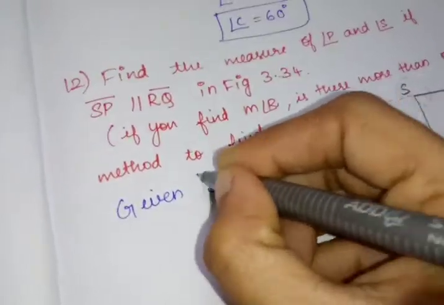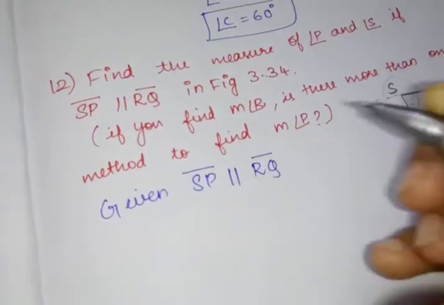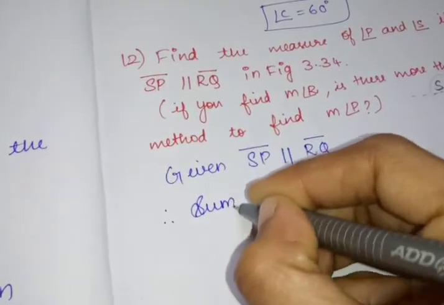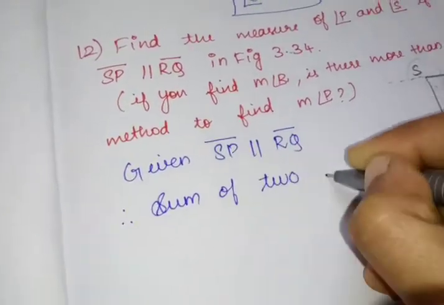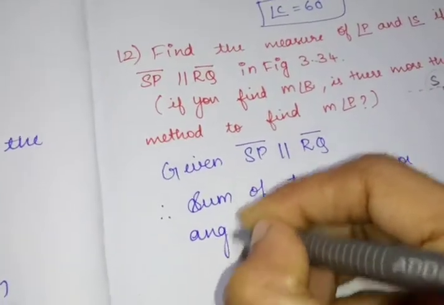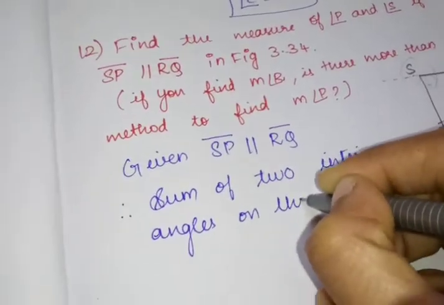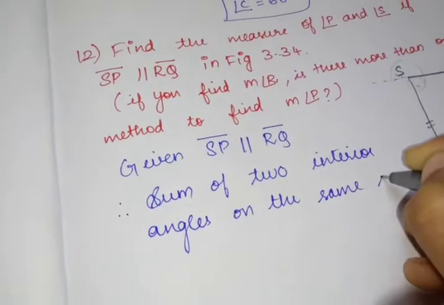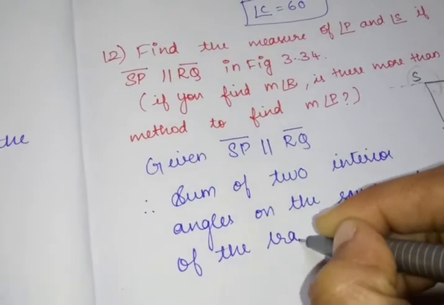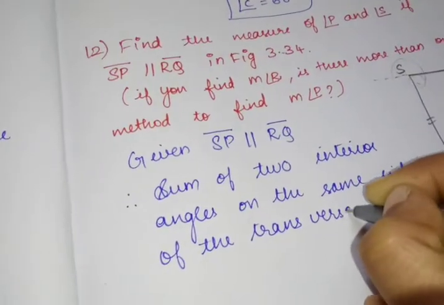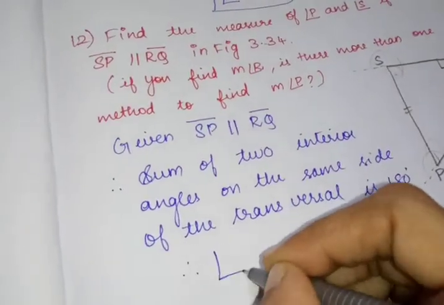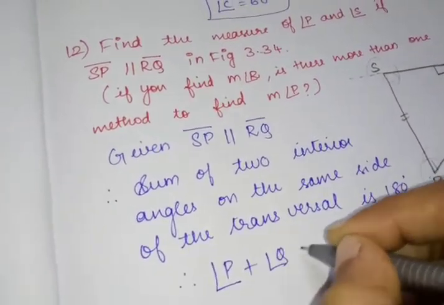Given SP is parallel to RQ. Therefore, the sum of two interior angles on the same side of the transversal is 180 degrees. Therefore, angle P plus angle Q is equal to 180.